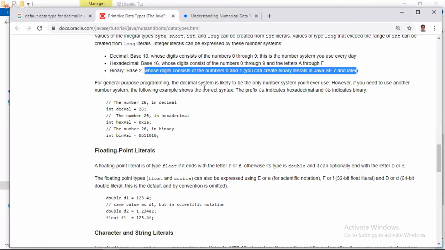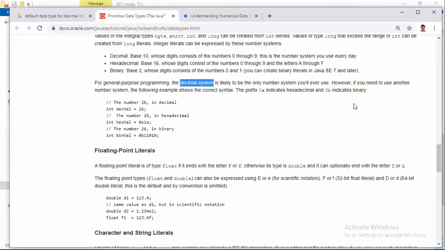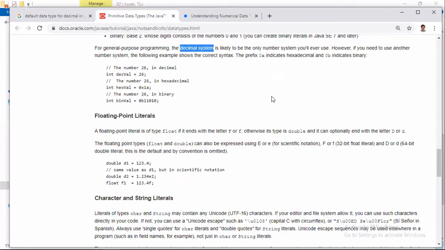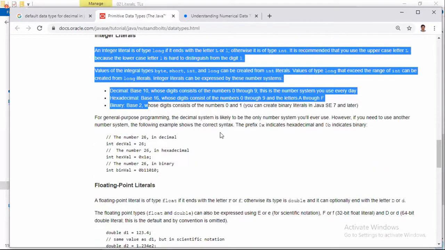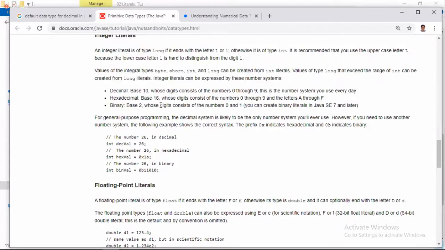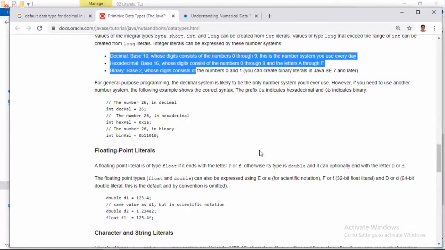In general-purpose programming, the decimal system is likely to be the only number system you will use. However, if you need to use another system, the following example shows the correct syntax. The prefix 0x indicates hexadecimal, 0b indicates binary. But why have these people not mentioned octal here? I don't know why. They forgot to mention the octal number system.